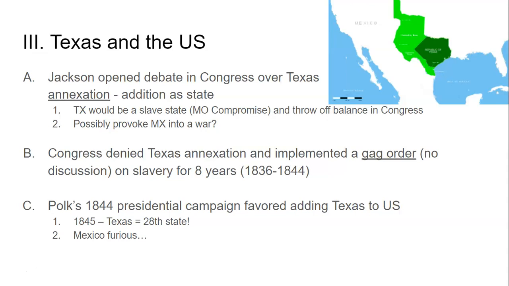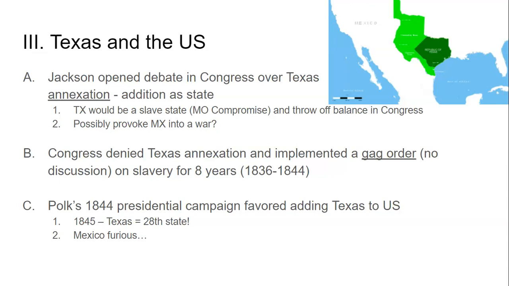One debate was over slavery. If Texas is added, it would be a slave state because it's below the Missouri Compromise line. And it's a really big state, and it would definitely throw off the balance in Congress. There were also people who believed that adding Texas, this whole green area, to the United States, when some of it Mexico still believes they own, is going to cause Mexico to want to go to war.